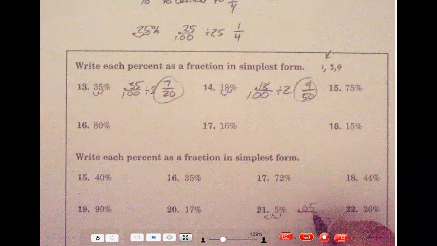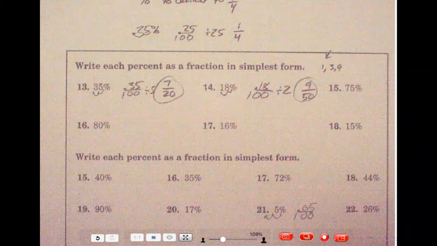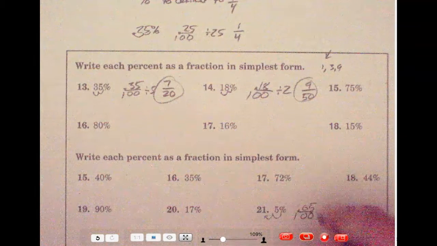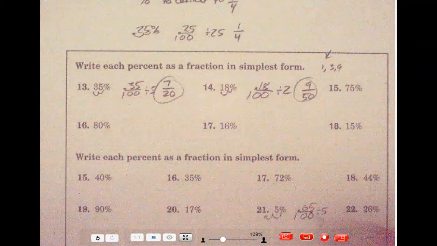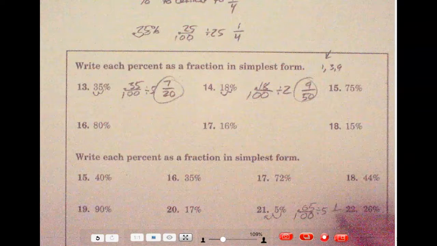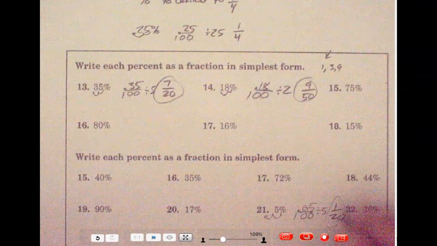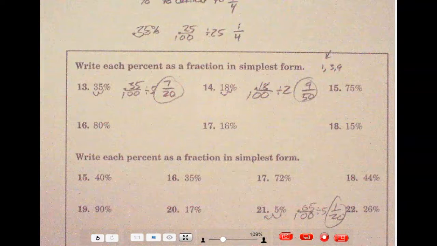Fraction bar, 0 under each digit, 1 in front of the whole thing. We have 5 100ths. You can divide both of them by 5. 5 divided by 5 is 1. 100 divided by 5 is 20. And that's in simplest form. Whenever we have a 1 in the numerator position, we are in simplest form. Okay? All right. I'll do one more.